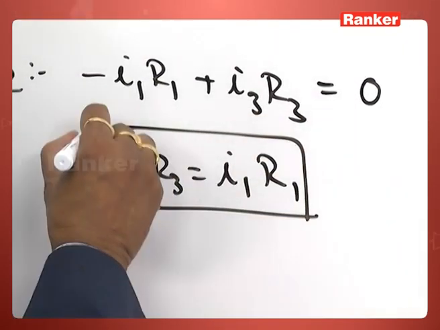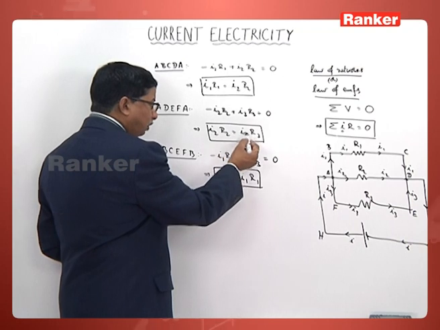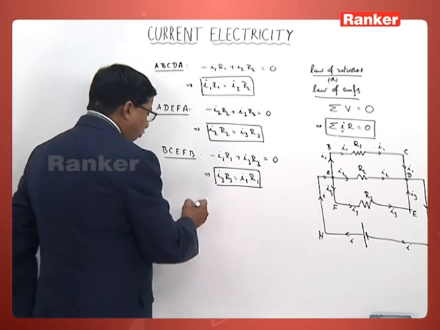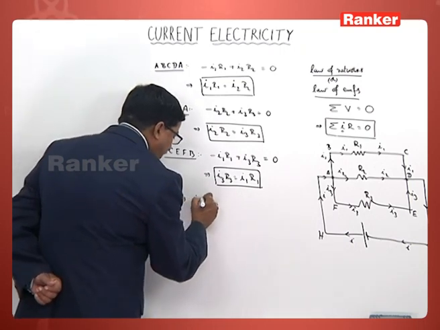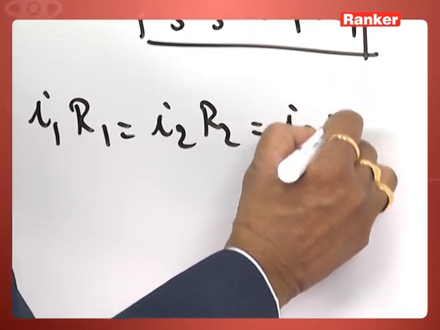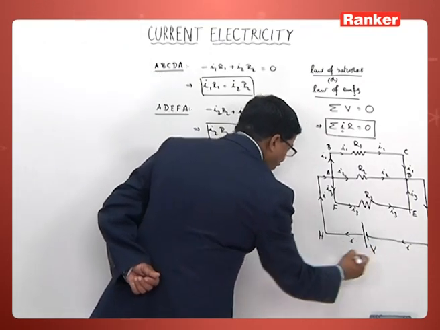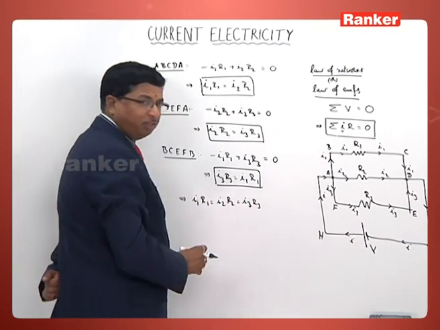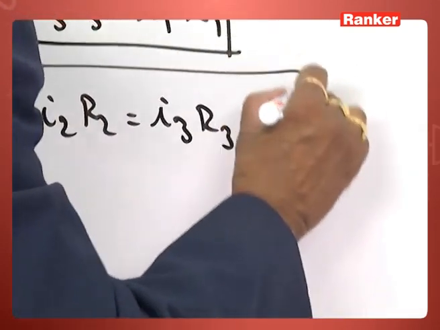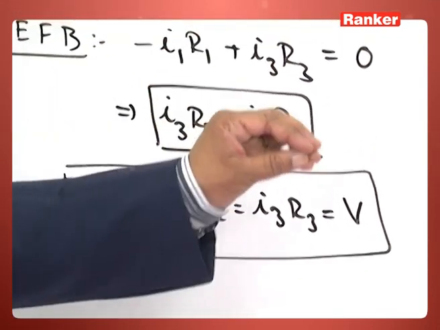Just look at the order carefully. Here I1 R1 is equal to I2 R2. Here I2 R2 is equal to I3 R3. Here I3 R3 is equal to I1 R1. So overall what we can understand from this, I1 R1, I2 R2 and I3 R3, all the three are equal. All the three are equal means, is it not individually equal to the voltage applied across? So we can say this is equal to V. So this is the outcome of solving all the three different networks which are closed by nature.